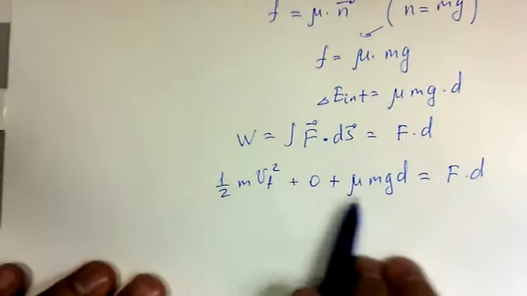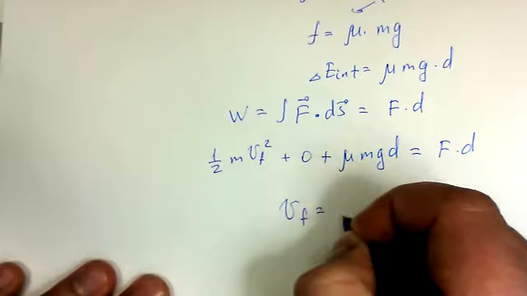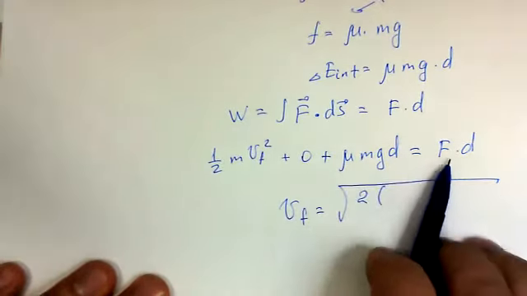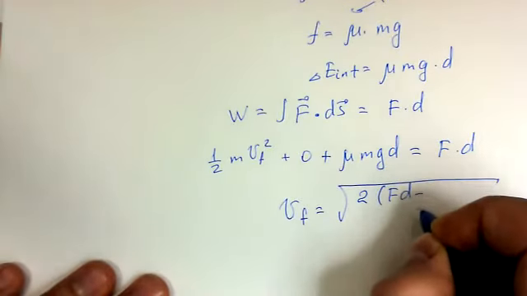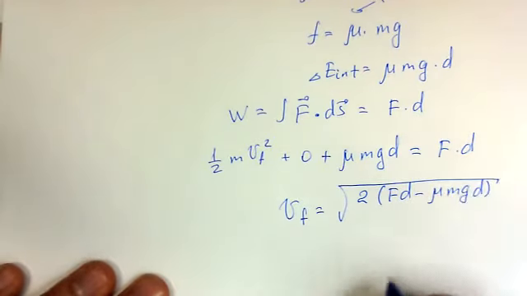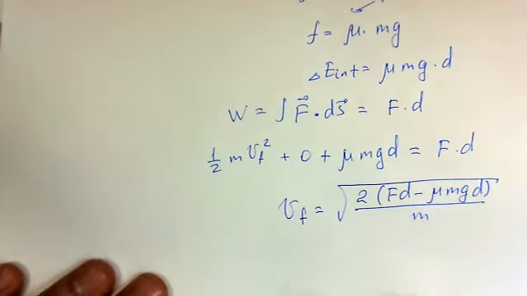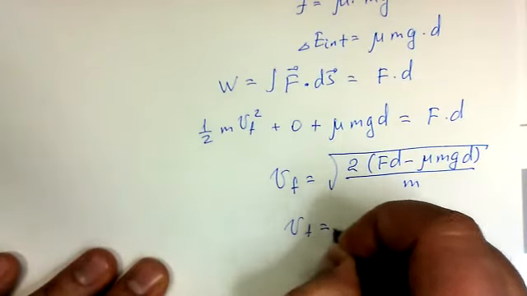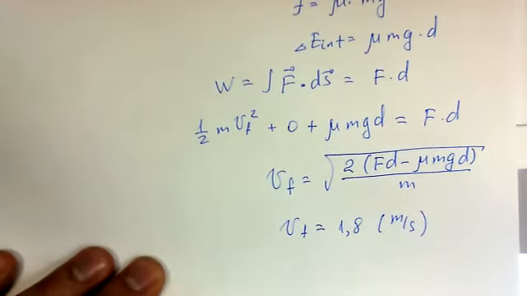So from that, now we can express the final speed of the object. The final general expression would be the square root of 2 times (F d minus mu m g d) over mass m. Okay, the numerical value with the given numbers is 1.8 meters per second. So that's the answer.